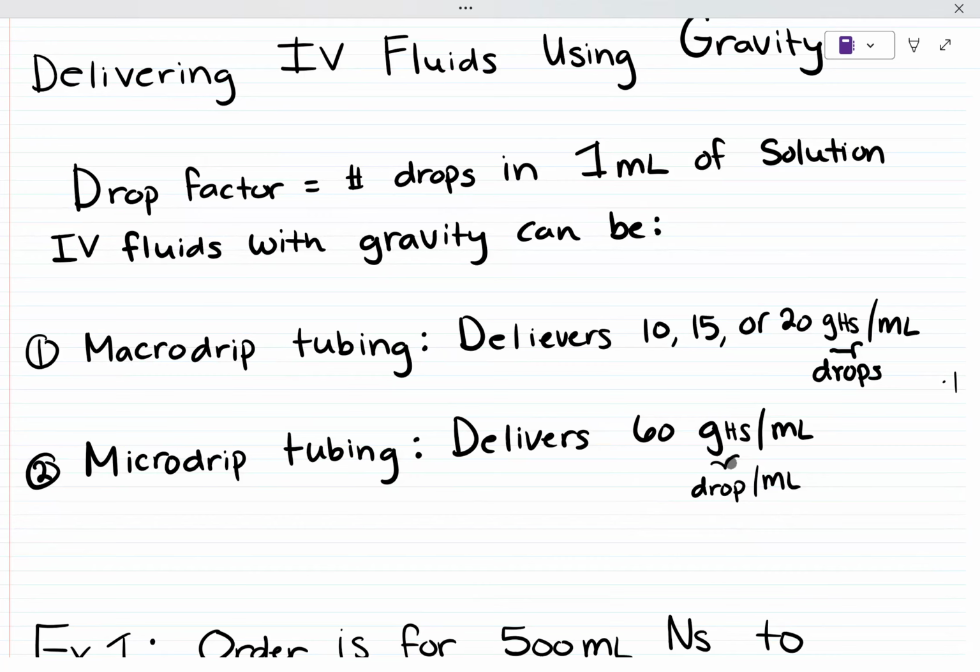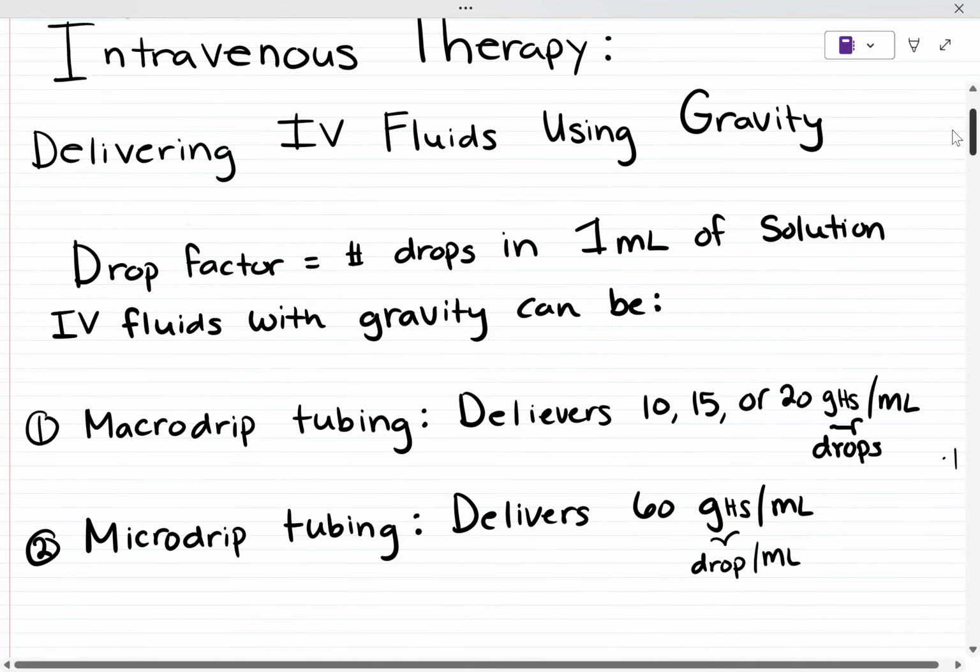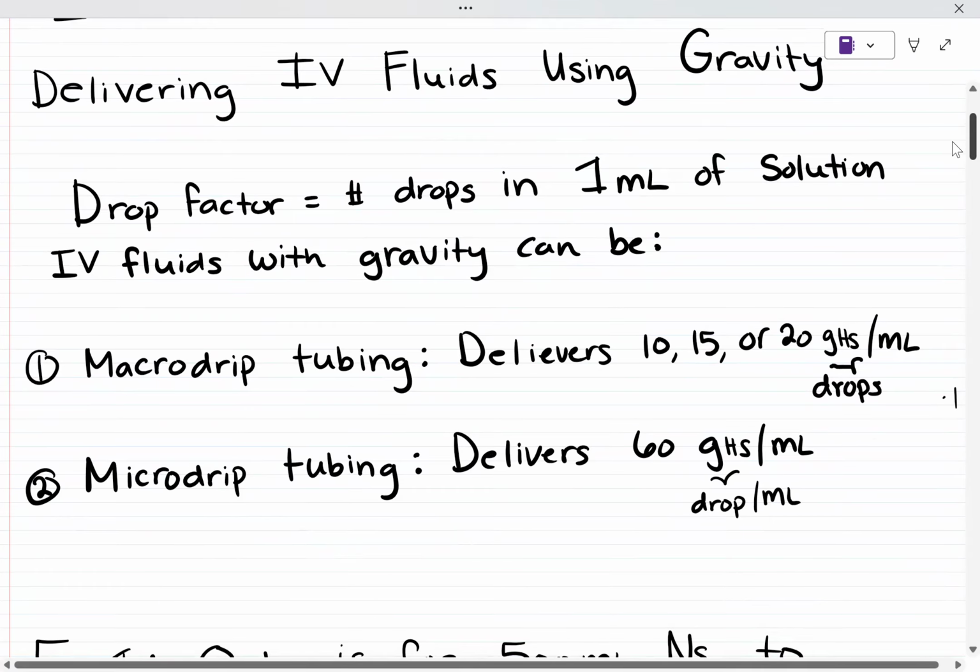So, the drop factor is the number of drops in 1 milliliter of solution of IV fluids with gravity, and it can be a macro drip, which delivers 10, 15, or 20 drops per milliliter, or micro drip tubing, which delivers 60 drops per milliliter.